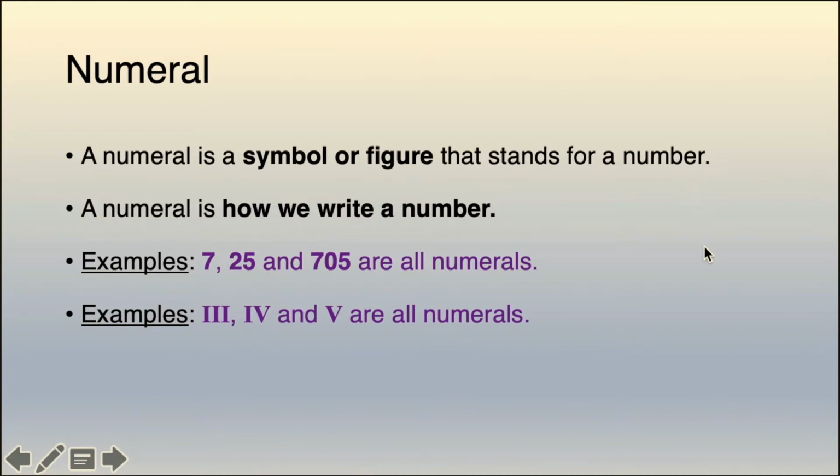Now, when I say 7 apples or clapping 7 times, then how do we show that number? So, we show that number with the help of this numeral 7. So, a numeral is how we write a number. Examples are 725 and 705. These all are numerals. Also, these symbols consisting of letters are numerals. We will learn about them in the coming slide.